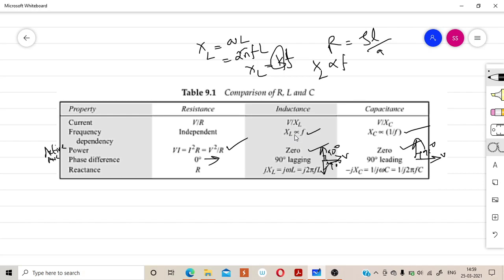So here V is this and I is this. Then reactance: in a pure resistive circuit it is known as resistance. In a pure inductive circuit it is inductive reactance, that is jXL, which is equal to j omega L, equal to j 2 pi FL. And in the case of a pure capacitive circuit, it is 1 by omega C, that is 1 by 2 pi FC. Okay, so that is our comparison also.